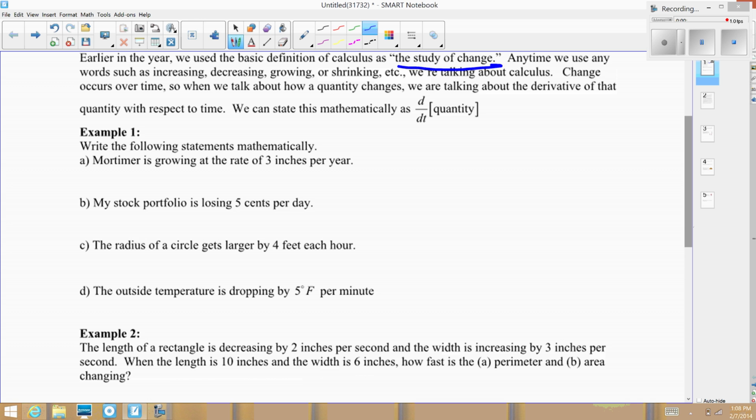Let's say, for example, Mortimer is growing at a rate of 3 inches per year. All right, so we're talking about his height. So we could say h is height. And the rate that he's growing, that's a derivative with respect to time. Okay, so he's growing, so he's increasing at a rate of 3 inches per year.